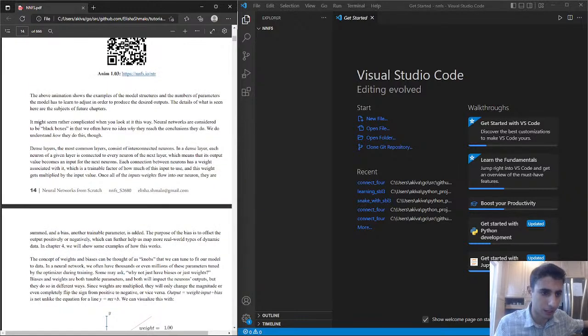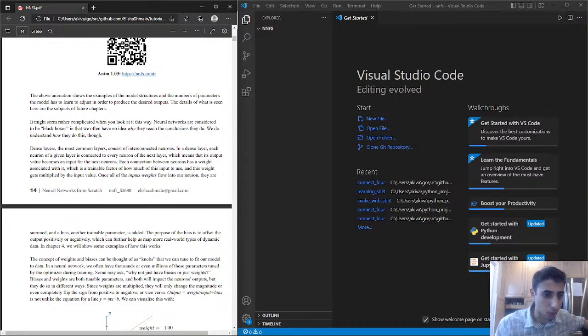Okay, let's take a look. Dense layers, the most common layers, consist of interconnected neurons. So each neuron, there's a bunch of neurons in a layer, and they're all connected. In a dense layer, each neuron of a given layer is connected to every neuron of the next layer. So every single neuron of one layer is connected to every single one of the other layer, which means that its output values become an input for the next neurons. So this neuron outputs a number, and that goes in as an input to each neuron of the next layer.